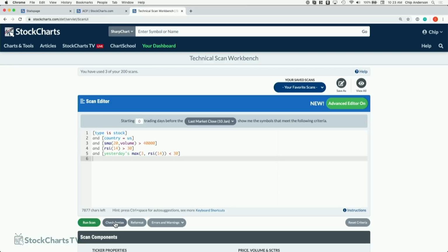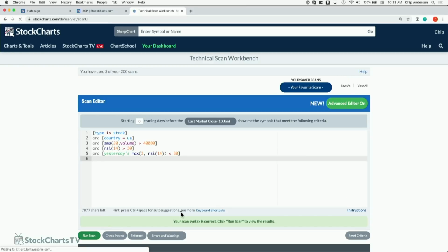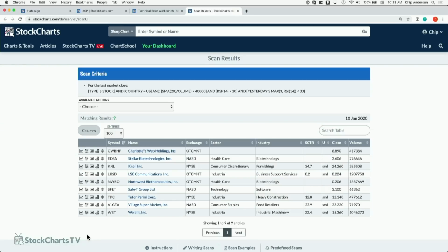So the first thing I'm going to do is check syntax, make sure everything's right. Yes, I got a green result from that. And now I can run my scan. So let's run it right now and see what results we get back. Here we go. I got back, in this case, 9 results. So out of the over 100,000 stocks in our scan engine database now, 9 of them match this particular criteria. And that's actually a nice number. You're looking for scans that return anywhere from 2 or 3 up to maybe 20, 30 stocks.